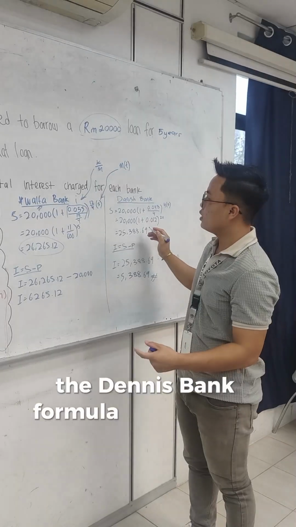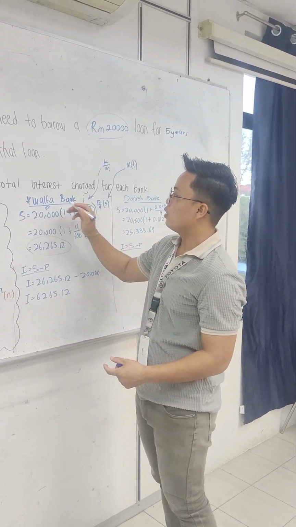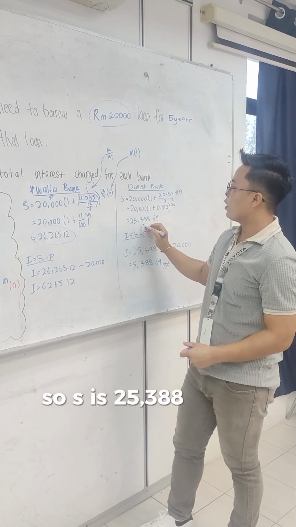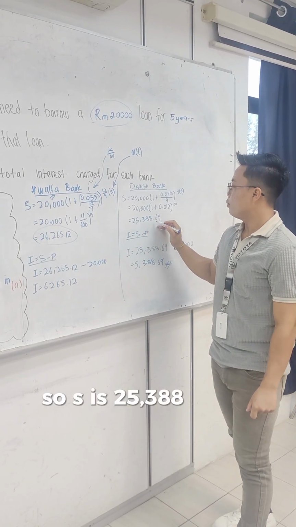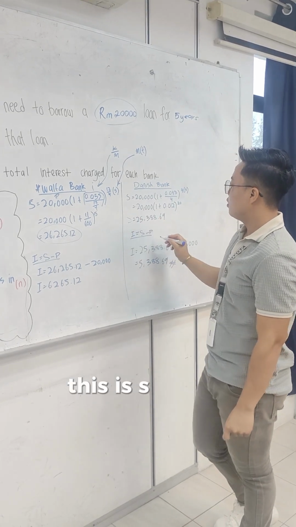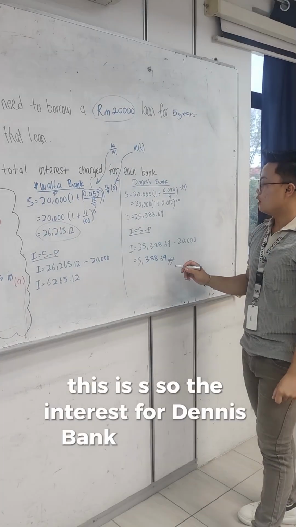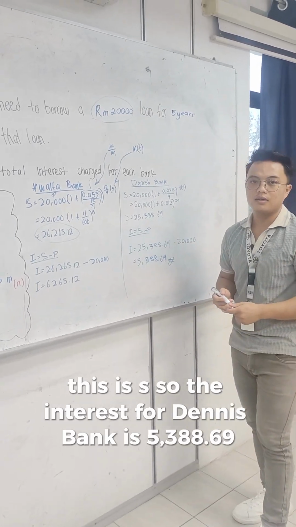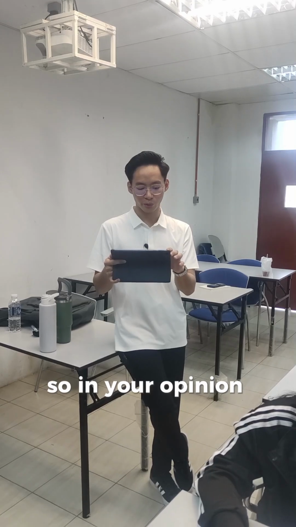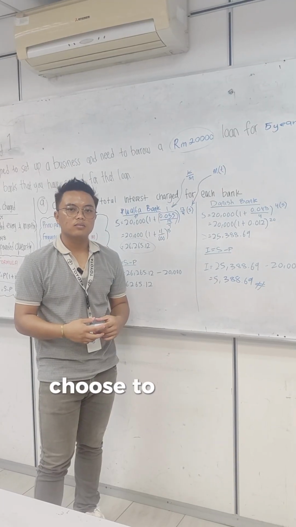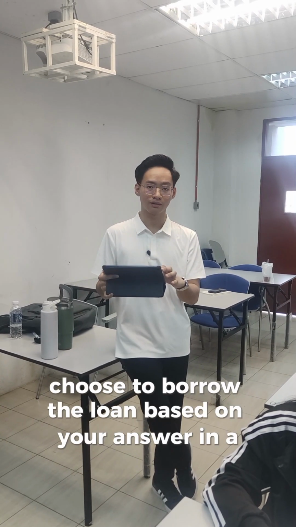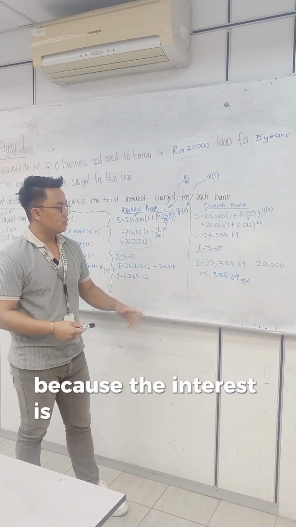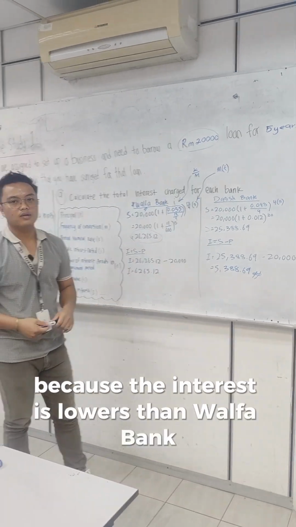The Dennis Bank formula is the same as the formula we used for Walfa Bank. So S is 25,388.69. This is S. So the interest for Dennis Bank is 5,388.69. So in your opinion, Moko, which company should you choose to borrow the loan based on your answer in A? I choose Dennis Bank because the interest is lower than Walfa Bank.